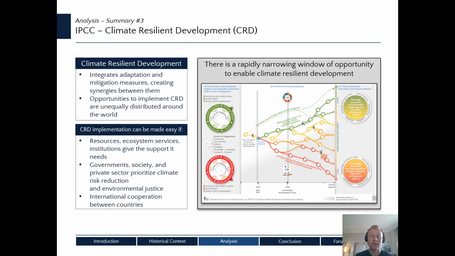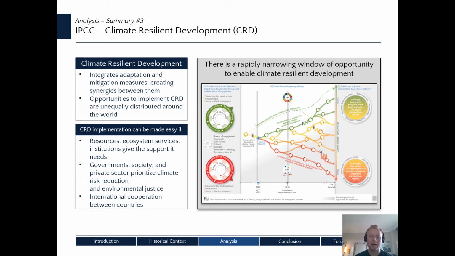However, with that said, climate resilient development implementation can be made much easier if we have political leadership, institutions, and their climate services that have access to the resources, information, and support that they need. As well, governments, society, and the private sector should prioritize climate risk reduction, as well as environmental equity and justice. There also needs to be effective international cooperation, such as between various educational, scientific, and institutional bodies.